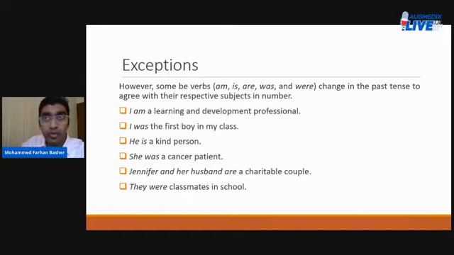don't have to agree with their subject in number. So for example, walk changes to walked, and it necessarily does not have to agree with its subject. The subject could be singular, the subject could be plural, but the verb walked will remain walked. But some be verbs, such as am, is, are, was, and were, especially these five be verbs, do change, and even in the changed form, they agree with their subject's number.